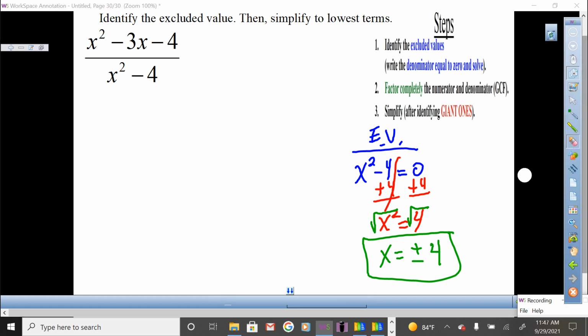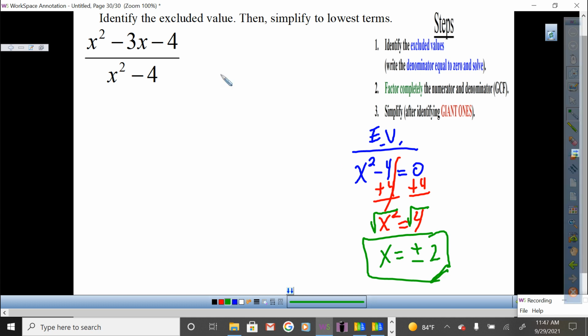Oh, 2. Yeah, I did that to see if you were paying attention. Be nice. All right, yes, 2. Positive 2, negative 2. Okay? All right. Let's go over here. So we're done with the excluded value. Let's go to factoring.